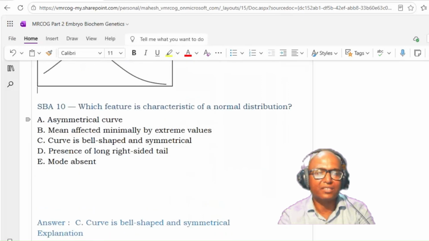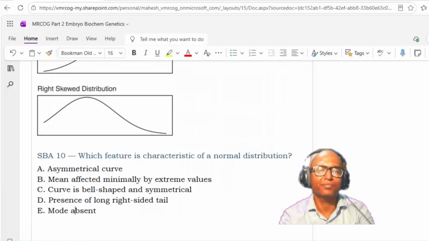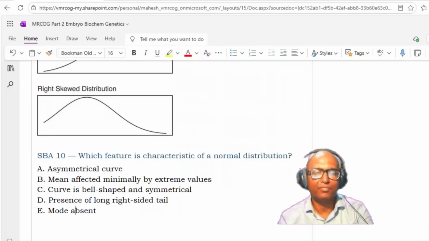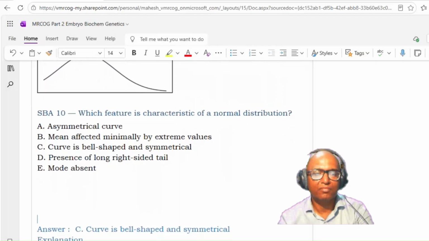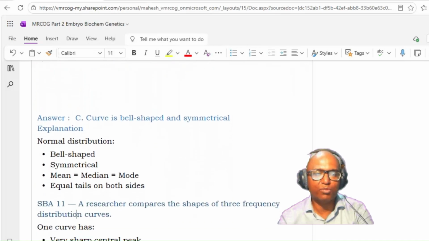Next. Which feature is characteristic of a normal distribution? Asymmetrical curve, mean affected minimally by extreme values. Curve is bell-shaped and symmetrical. Presence of right-sided tail and mode is absent. Sir, option is C. Curve is bell-shaped and symmetrical. Correct. Normal distribution: bell-shaped, symmetrical, mean equals median equals mode, equal tails on both sides.